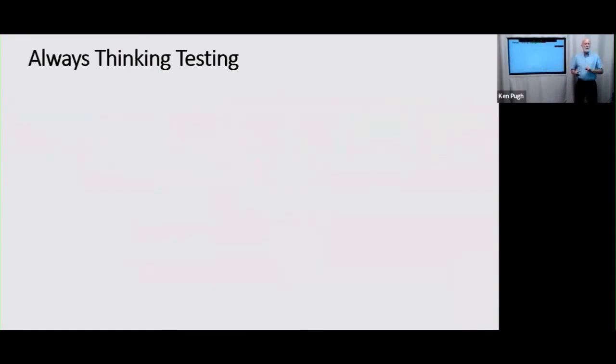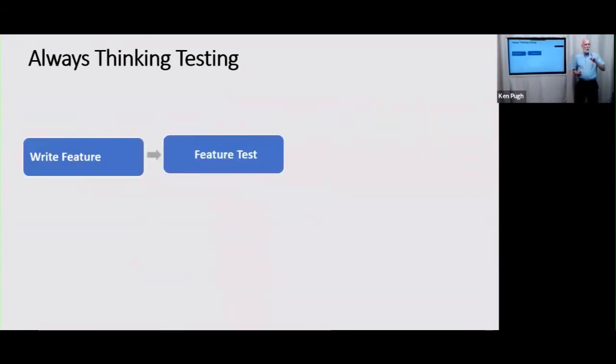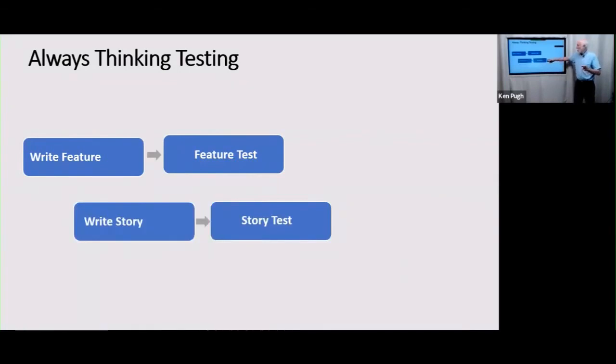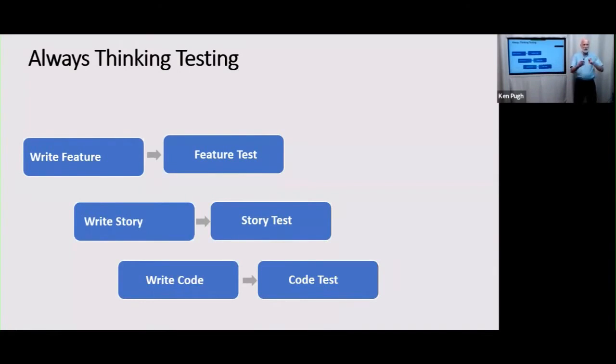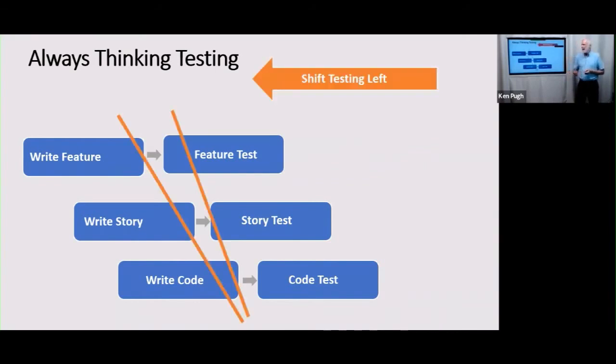So we want to always be thinking about testing. We write a feature. We create a feature test. You can't test something that hasn't been created yet, but you can actually describe a requirement in better detail if we have a test for it, as we'll see. We write a story. We write the story test. We write the code. Well, we write the code test at the same time. And in fact, we'll even see we write the code test before the actual code. And what have we had? We shift our testing left. We are thinking about the testing at the time we are thinking about the requirements and what we want to do.